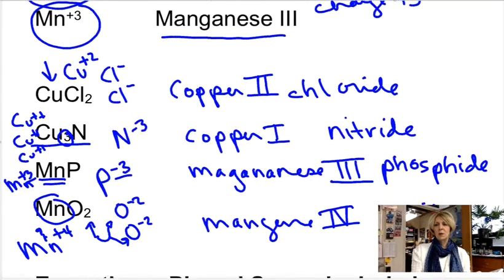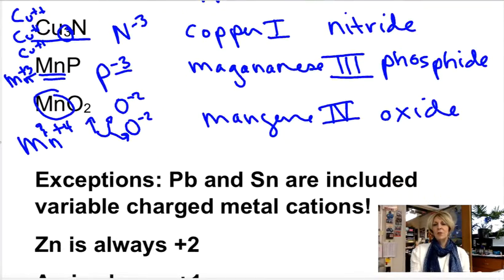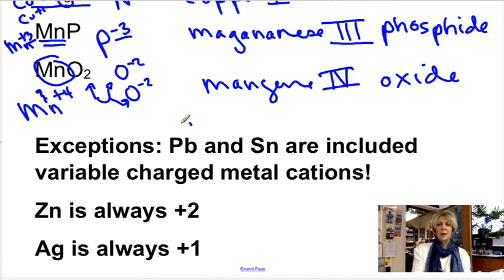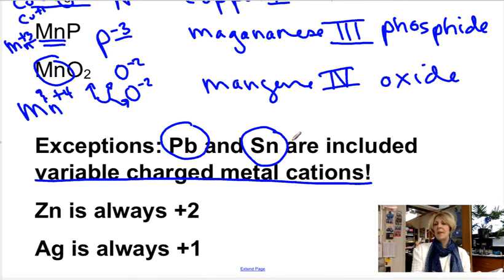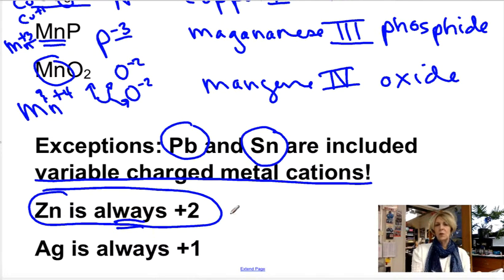So transition metals are a little bit more tricky. One thing about the transition metals is that there are some exceptions. Lead and tin are included in the variable charged metal cations. So watch out for them. They can have different kinds of charges. They could be +2, +5. I think tin is +2 and +4, so you have to watch out for those. And zinc, even though it is a transition metal, is always +2, so use no Roman numerals for that. That's bad form in nomenclature. So you don't need Roman numerals for either zinc, because it's always +2, and silver, because it's always +1.